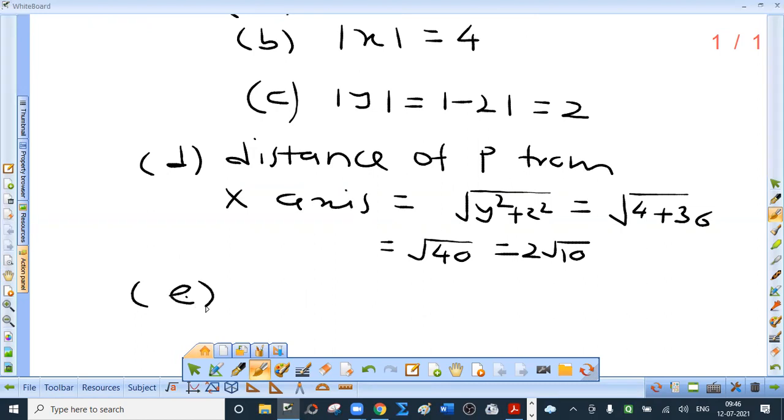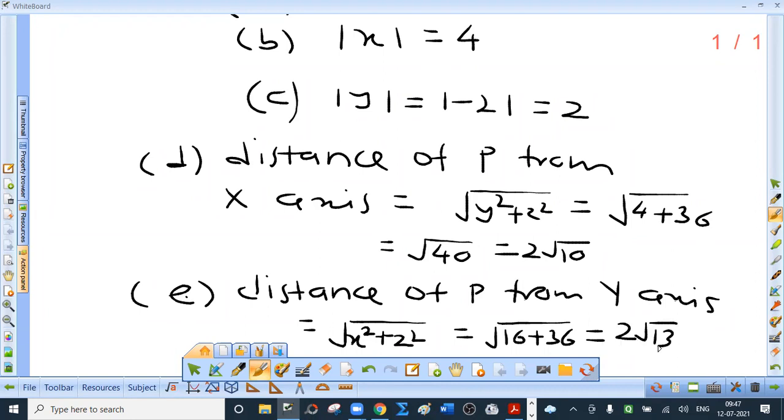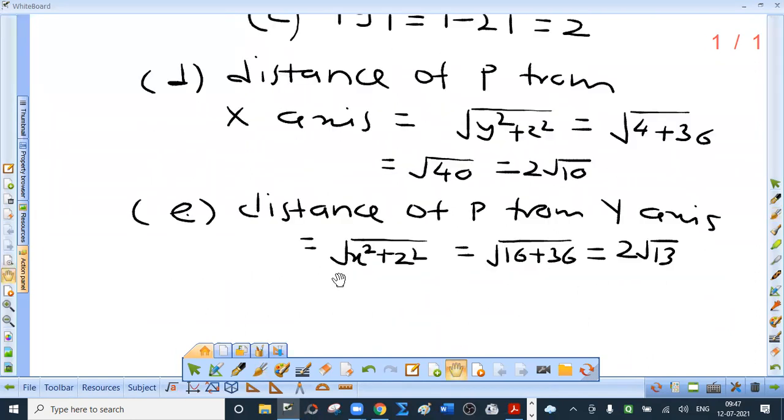Now distance of P from remaining two axes. Distance of P from y axis. What will be that? It will be root x square plus z square. That is 16 plus 36, which is 52. 4 into 13. So 2 root 13. I have directly written this.